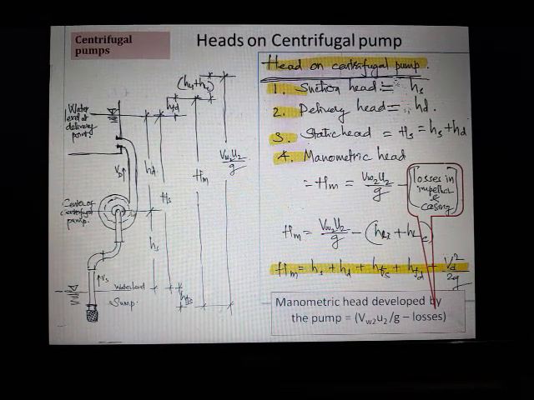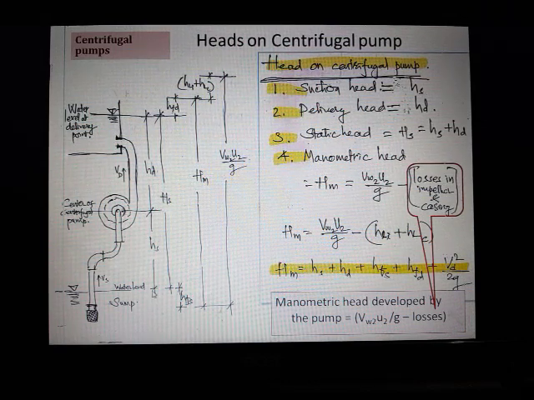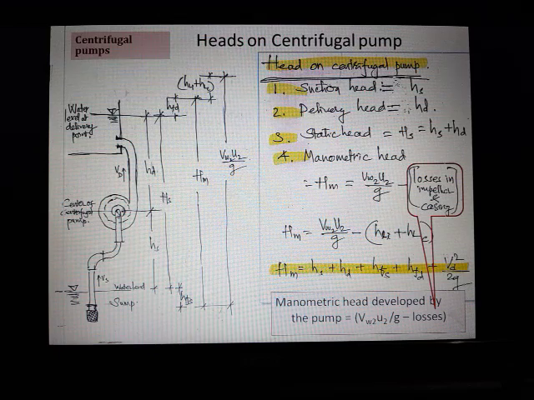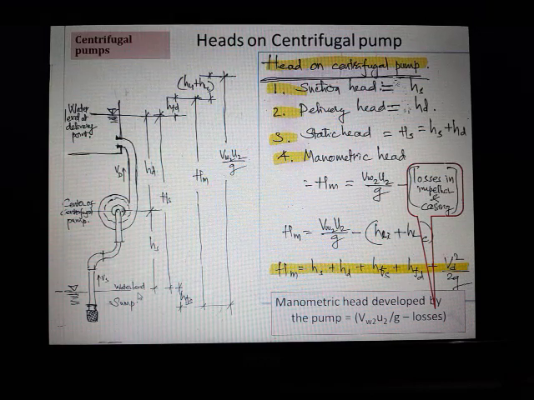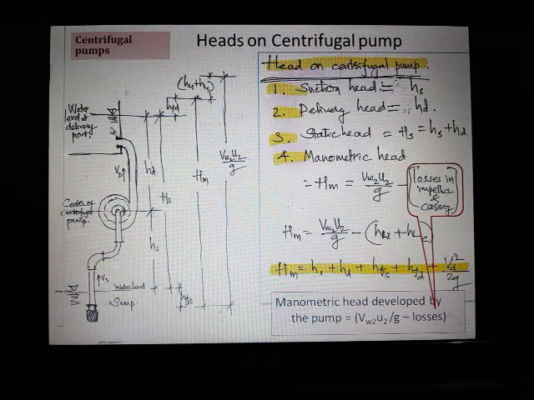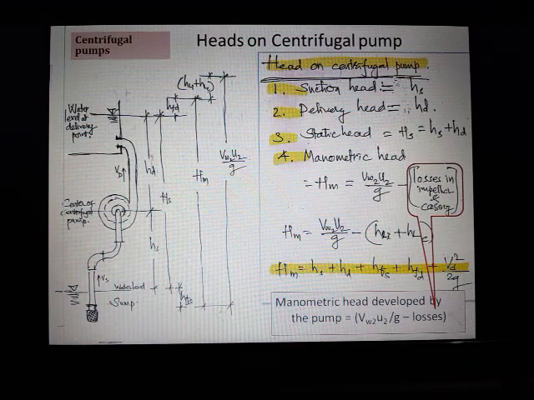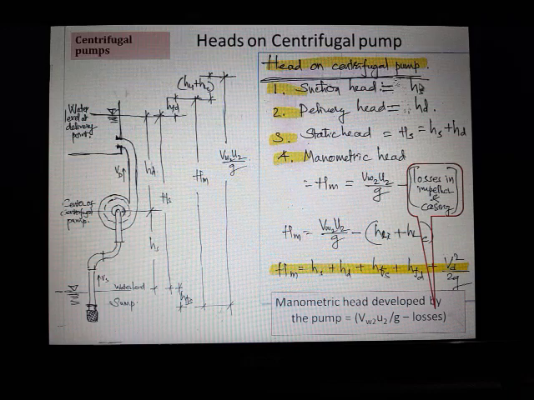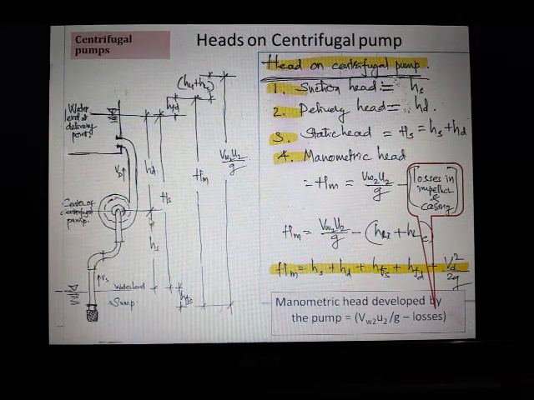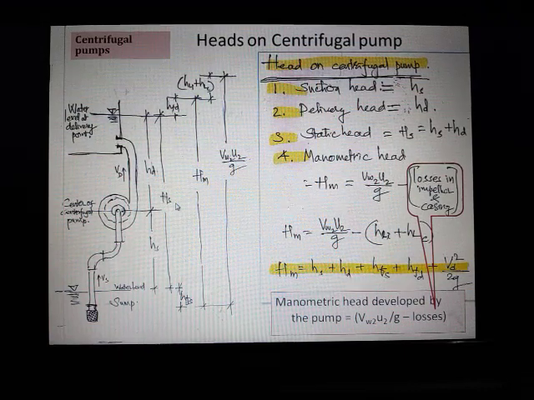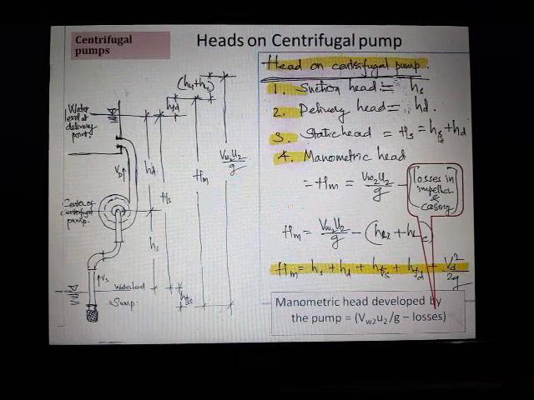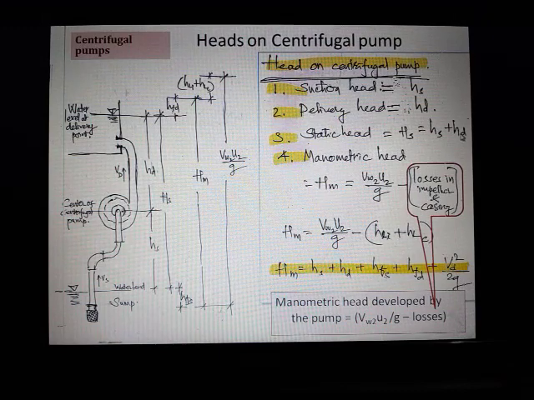Now you can see here, the first one is suction head, HS. What is HS? It is nothing but the height difference of the center of impeller to the water level in the sump. That is known as suction head. Now from the center of the pipe up to the tank level where the water is delivered, that is known as delivery head, HD. Now the sum of these two, suction head plus delivery head, denoted capital H with suffix S, is known as static head.